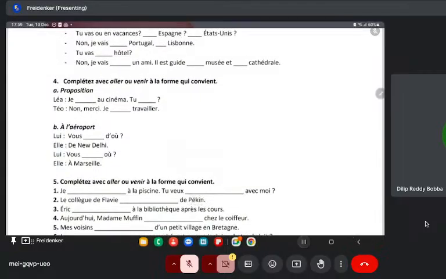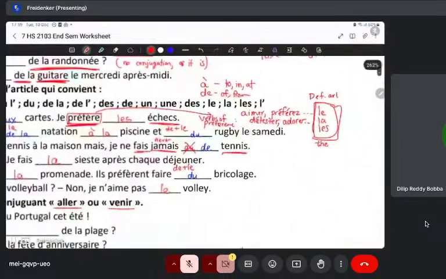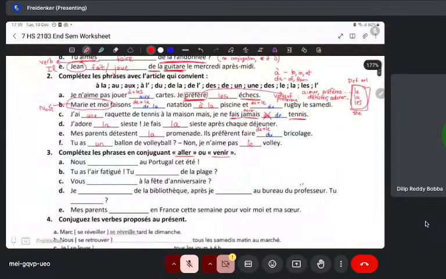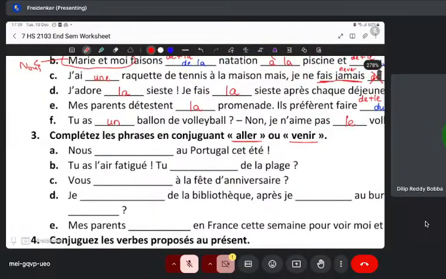Fine. Where was I? Endsem. I was here. Why did I go there? Because I'm going to use aller. Aller means to go. Venir means to come. So: nous allons au Portugal cet été. You don't come to Portugal, right? You go to Portugal, or we are going to Portugal. We are coming to Portugal is different.